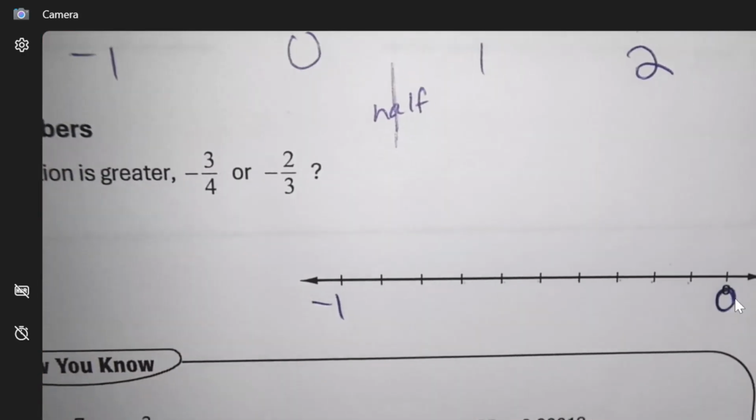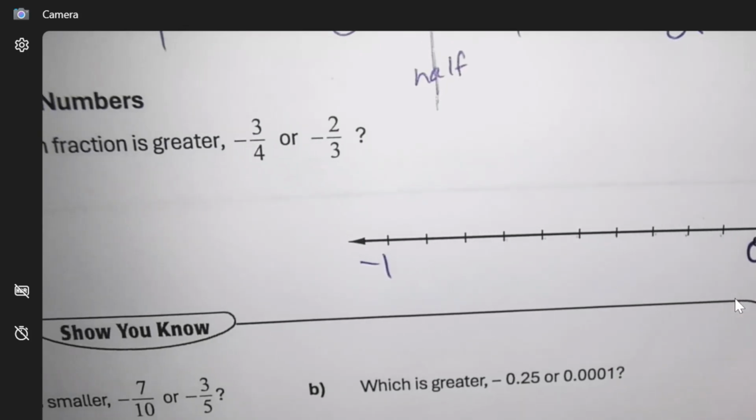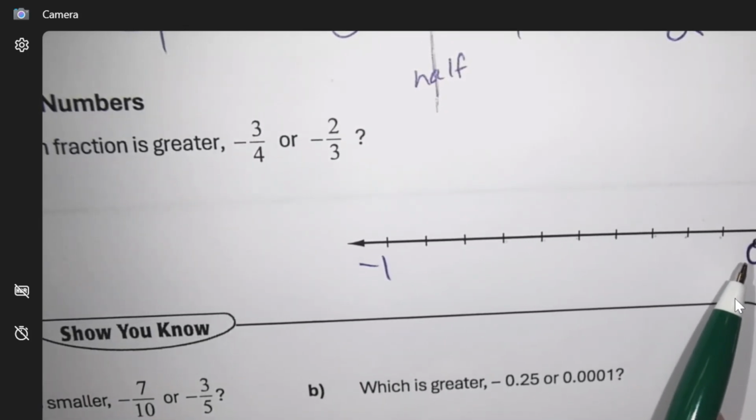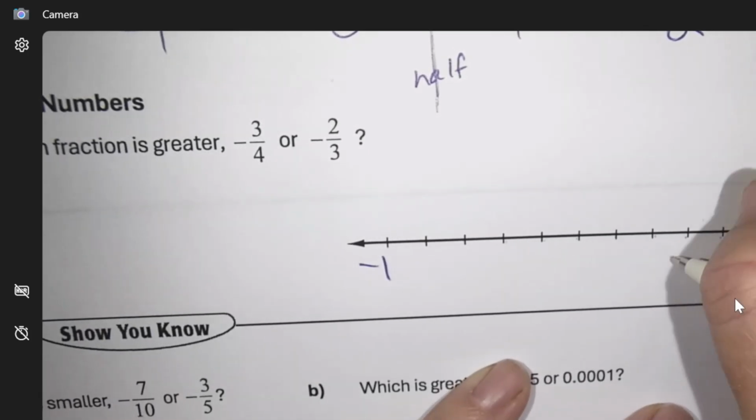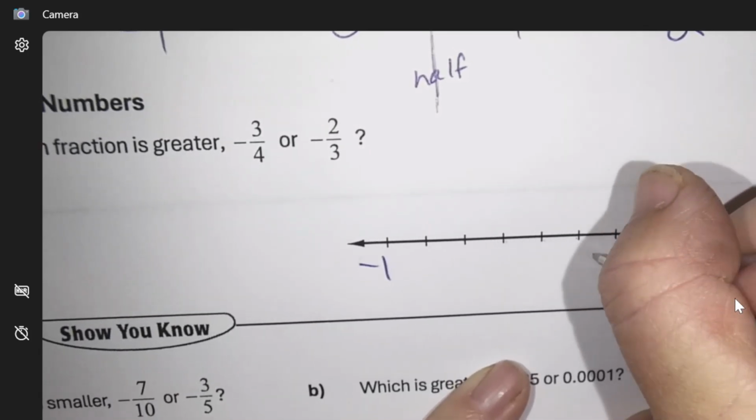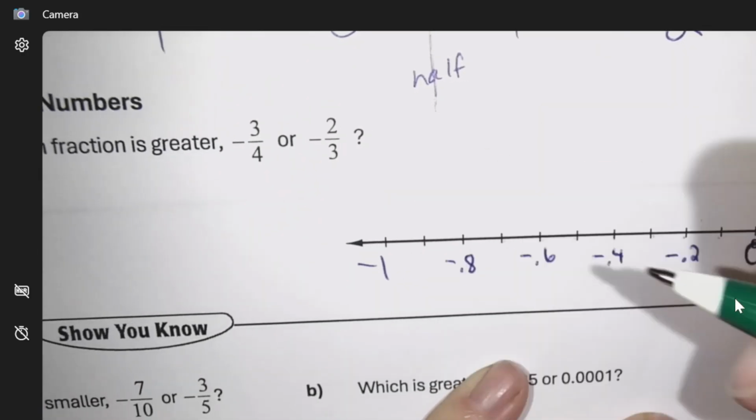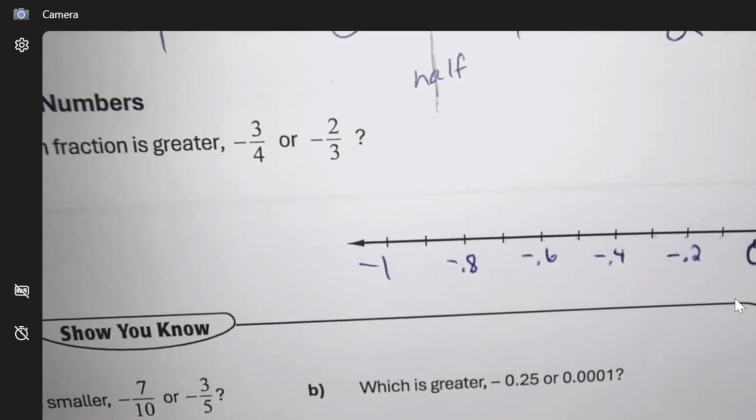Okay, can you label this number line? -1 and 0. Each tick mark on here is a tenth, or 0.1. So for instance, this would be like -0.2, -0.4, -0.1. Okay, do you see what each tick is worth?